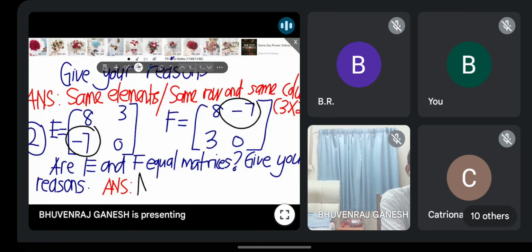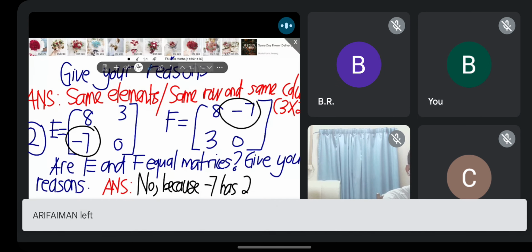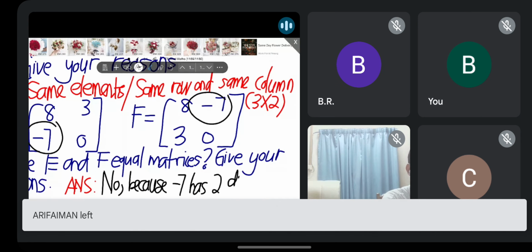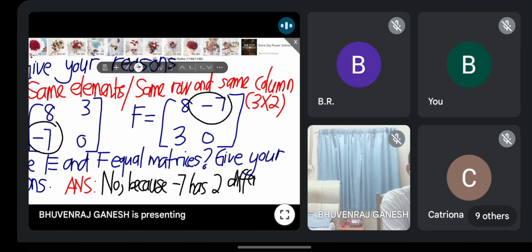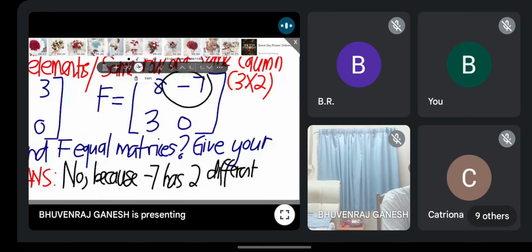Okay, so the answer will be no. So reason, because you can say -7 has two different positions. Okay, nombor 7 tu ada dua kedudukan berbeza. Okay, two different positions.